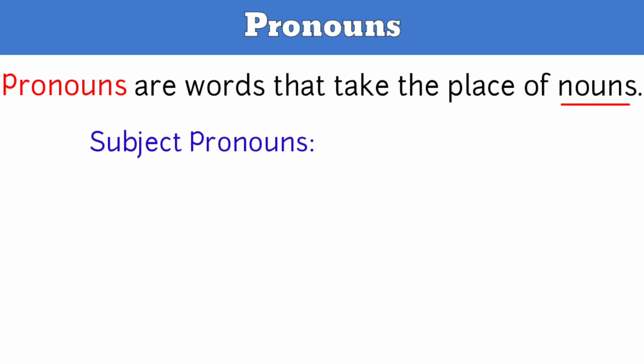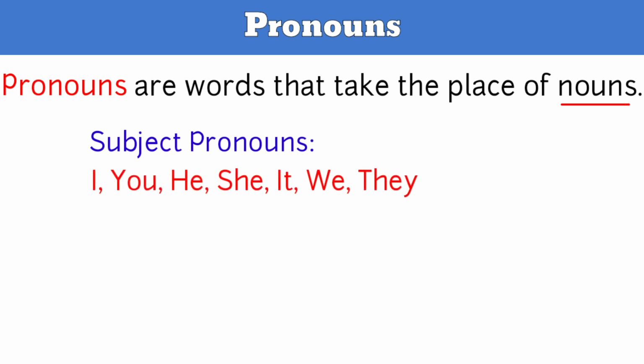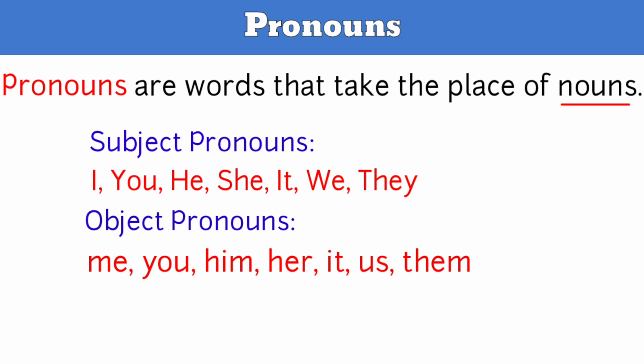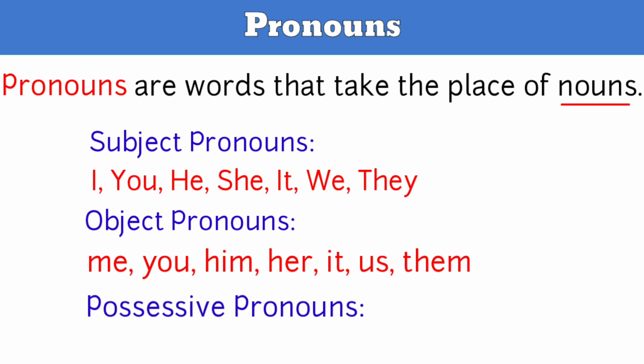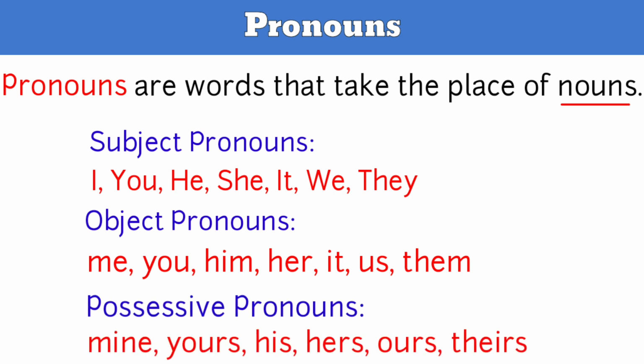Personal subject pronouns are I, you, he, she, it, we, and they. Personal object pronouns, me, you, him, her, it, us, and them. Possessive pronouns, mine, yours, his, hers, ours, and theirs. So these are some examples of pronouns, but of course there are many other pronouns. These are only examples.